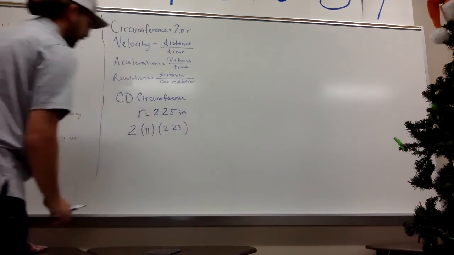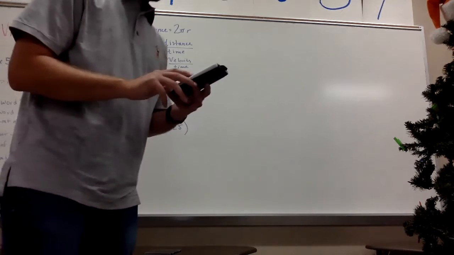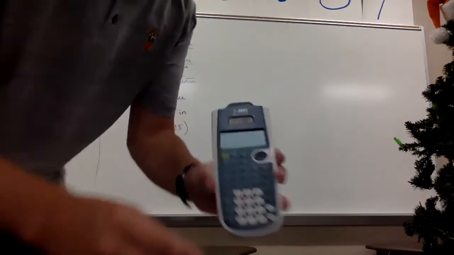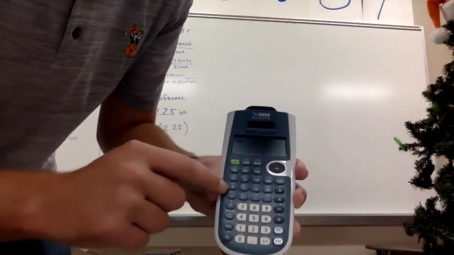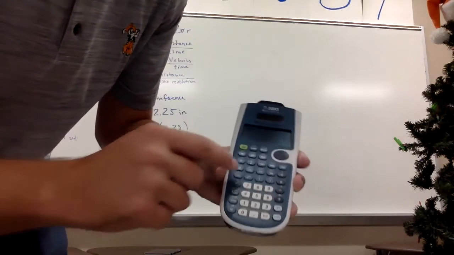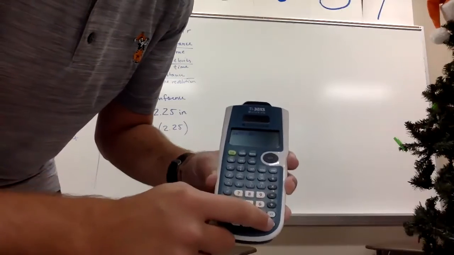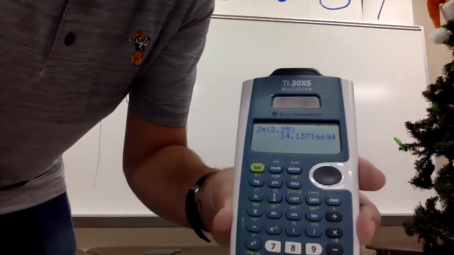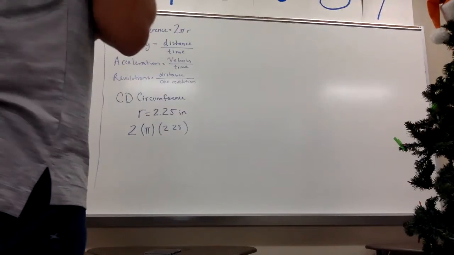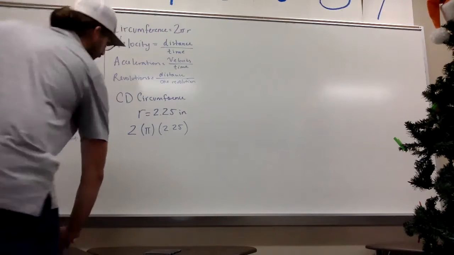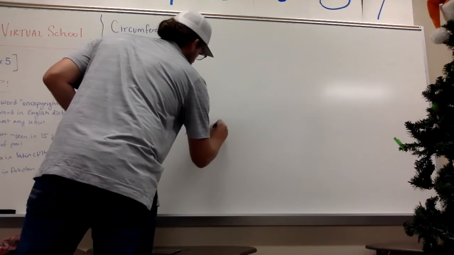All right, so I'm going to plug this into my calculator. I've got 2 times pi, which is right here, times parentheses 2.25. I get 14.13 inches.